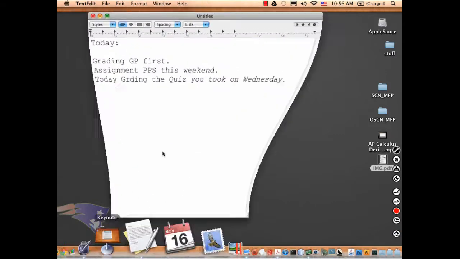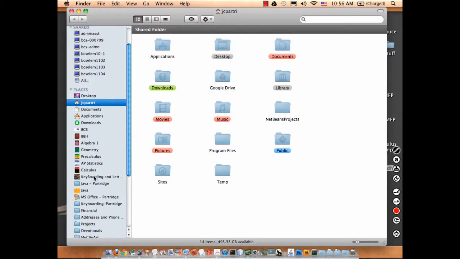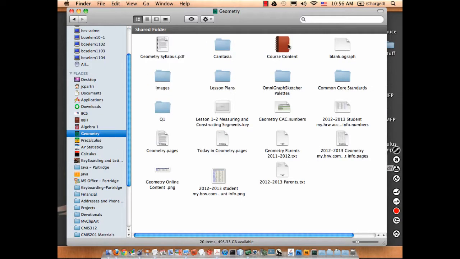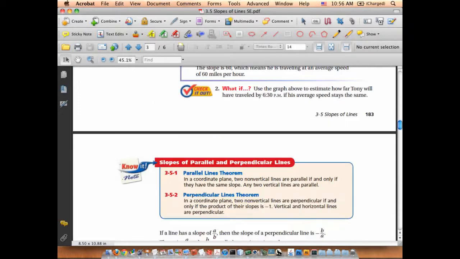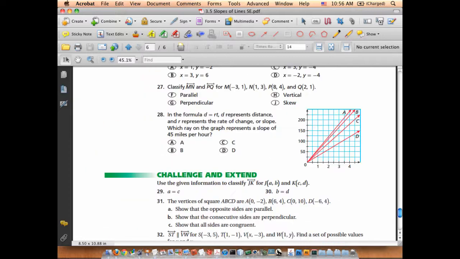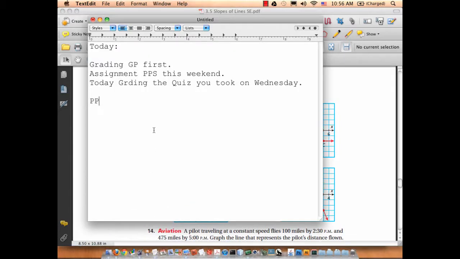The homework assignment this weekend is the 3.5 practice and problem solving. Numbers 10 through 28. What if I have a reasonable excuse why I can't do this? You're doing homework. That's the homework. 10 through 28, all. Practice and problem solving, section 3.5, which is still on parallel lines and perpendicular lines. Okay?